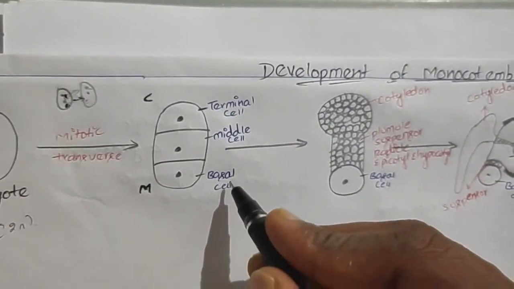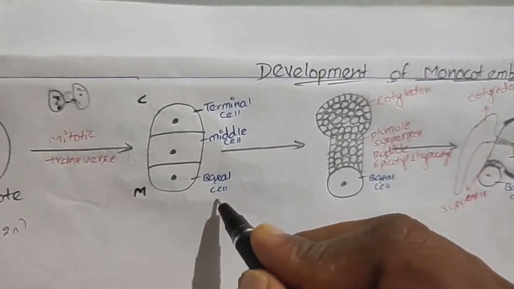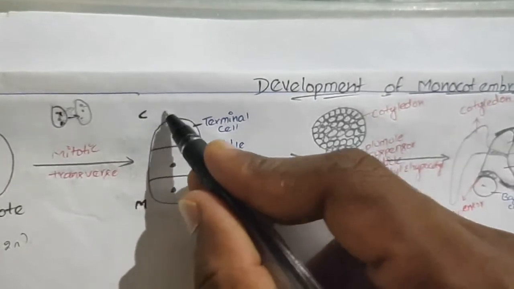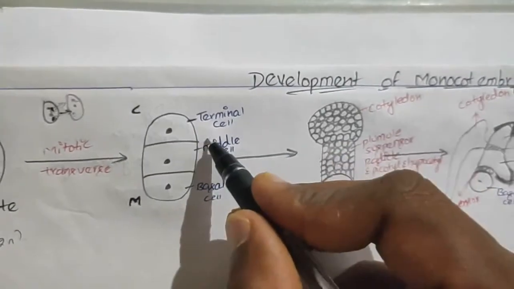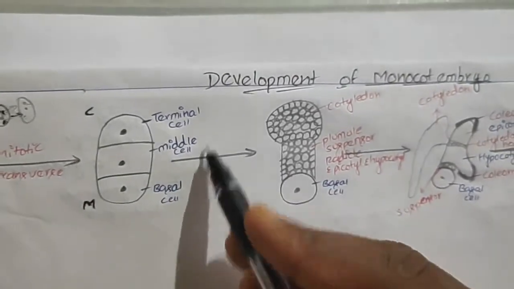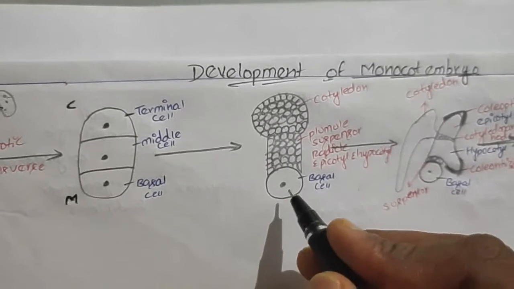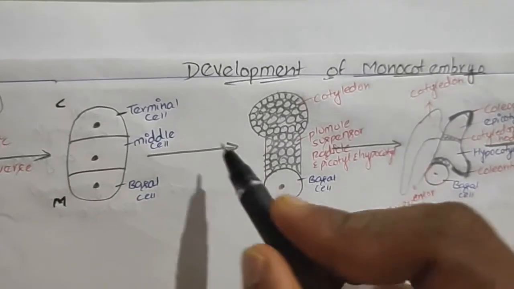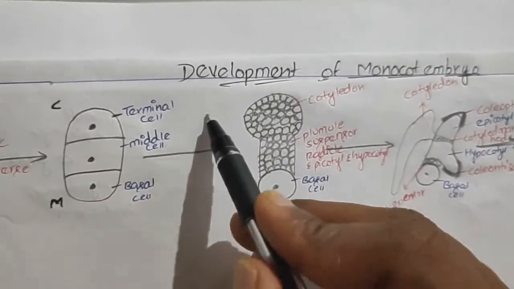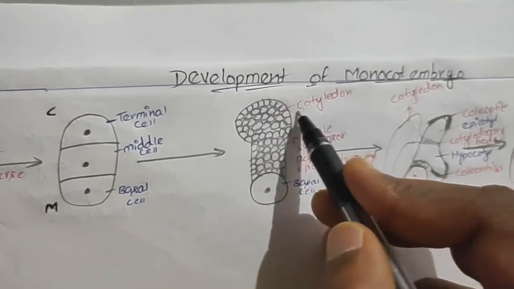Out of these three cells, the cell towards the micropyle end is known as the basal cell, the cell towards the chalaza end is known as the terminal cell, and in between these two is the middle cell. The basal cell won't divide further but increases in size. The terminal cell divides and forms a mass of cells. This mass of cells will give rise only to the cotyledon.